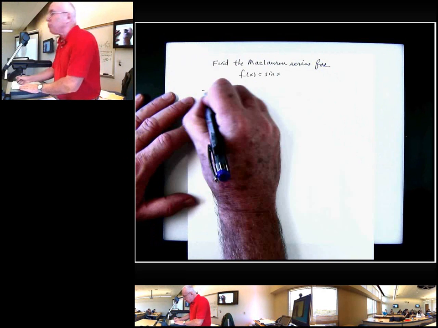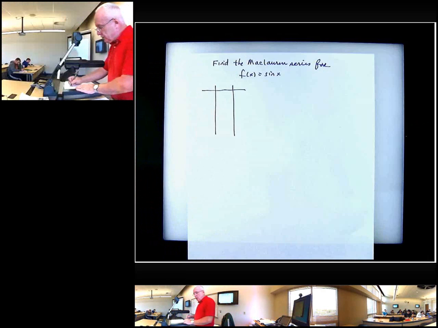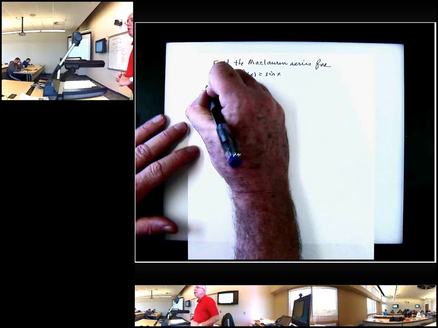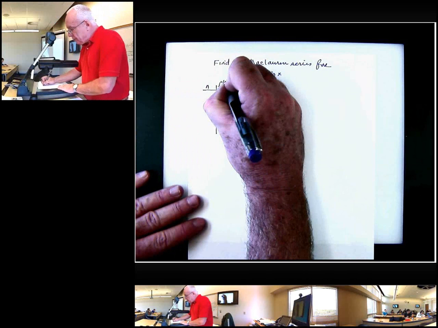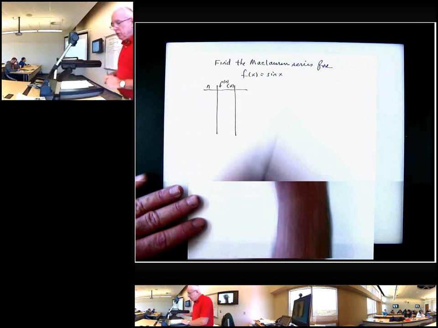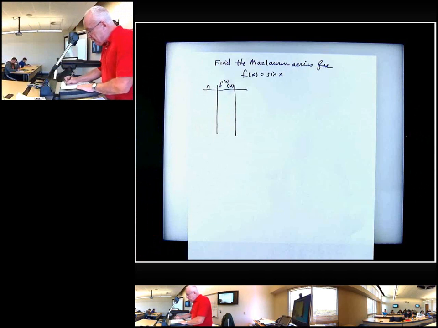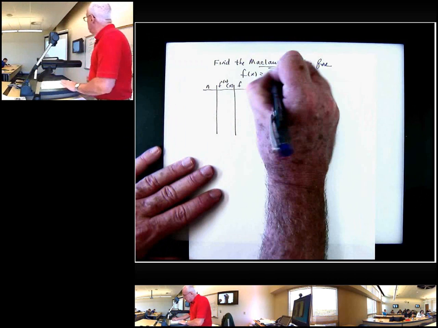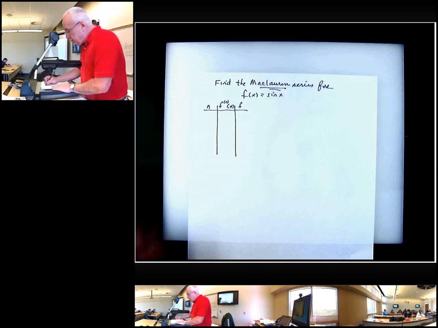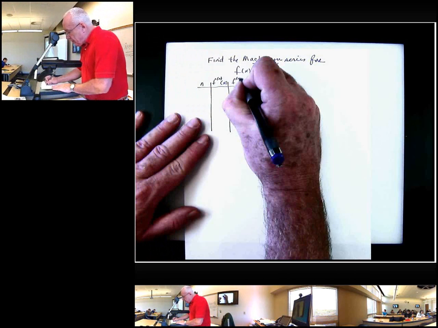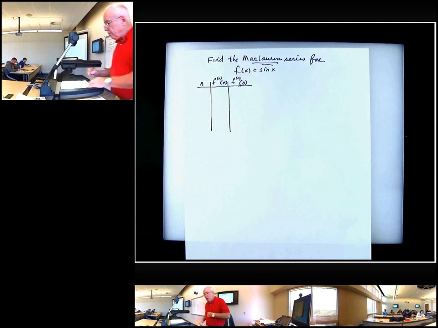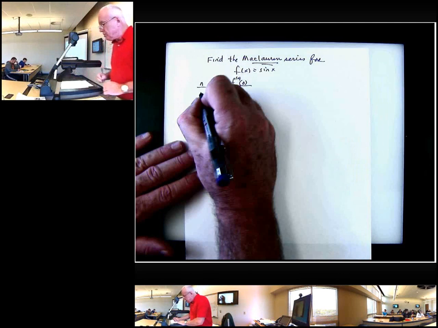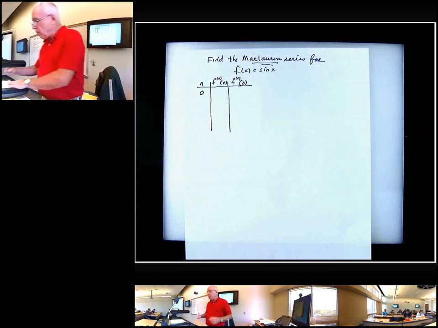It's going to have 3 columns to it. The first column is just going to be my value of n. The middle column is going to be whatever my nth derivative is of my function. And the last column, because I'm asking for a Maclaurin series, is going to be that nth derivative evaluated at 0.